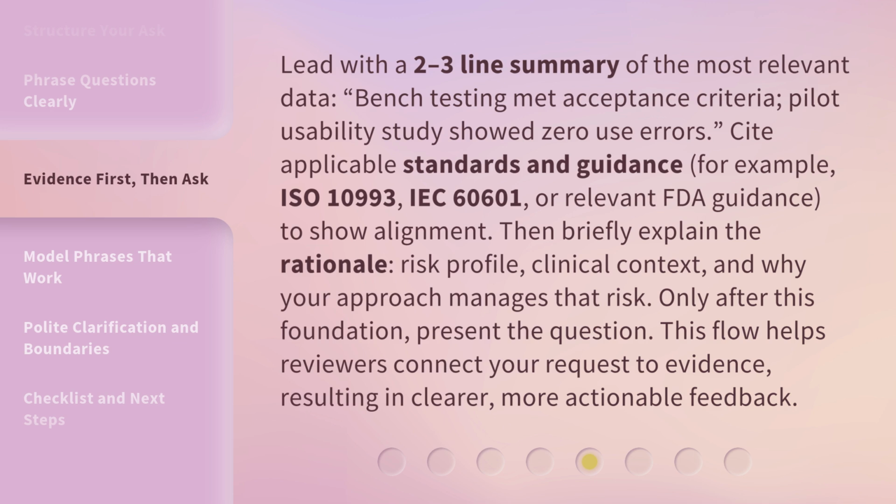Lead with a 2 to 3 line summary of the most relevant data. Bench testing met acceptance criteria. Pilot usability study showed 0 use errors. Cite applicable standards and guidance, for example, ISO 10993, IEC 60601, or relevant FDA guidance, to show alignment. Then briefly explain the rationale, risk profile, clinical context, and why your approach manages that risk. Only after this foundation, present the question. This flow helps reviewers connect your request to evidence, resulting in clearer, more actionable feedback.